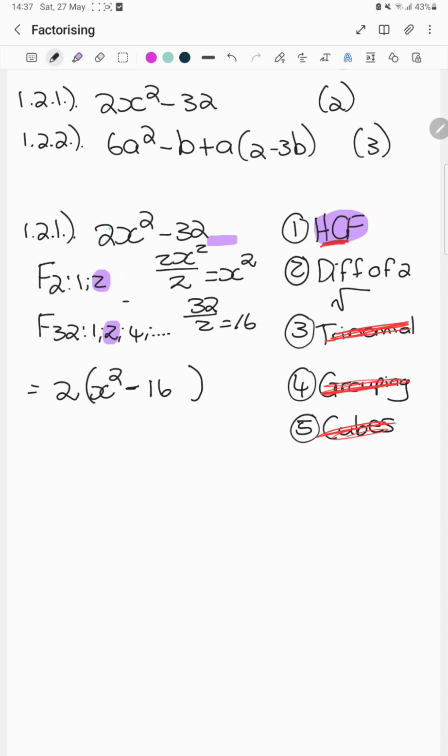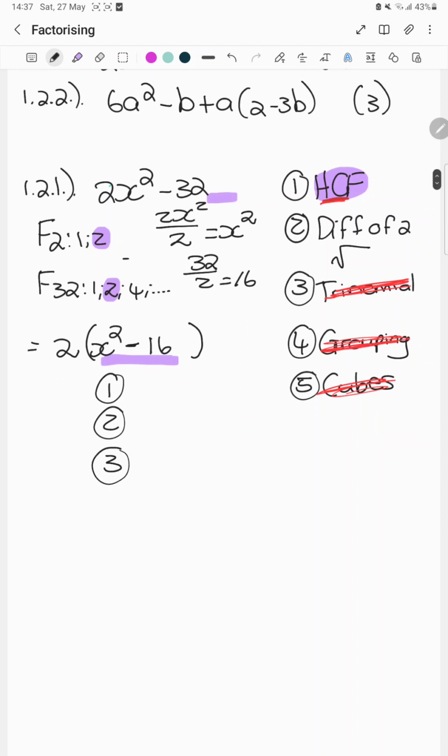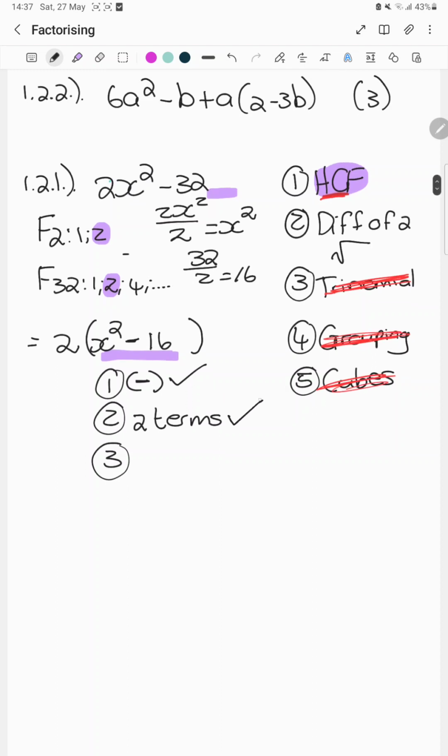Now let's check if this part of my bracket is the difference of 2 squares. Remember, there are 3 conditions it first has to have before it can be the difference of 2 squares. The first one is that there has to be a minus, which there is. The second thing is it has to have 2 terms, not more, not less, only 2 terms, which in fact it does. And my last thing is it has to give me a perfect root. The square root of 16 is in fact perfect because it gives me 4.